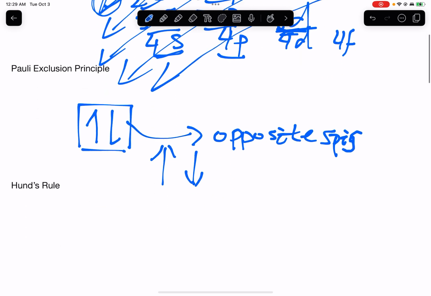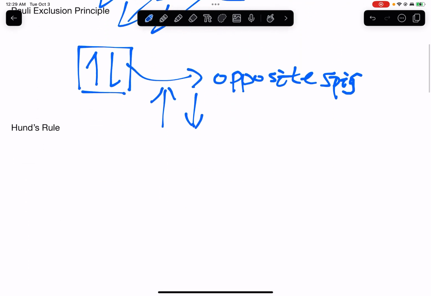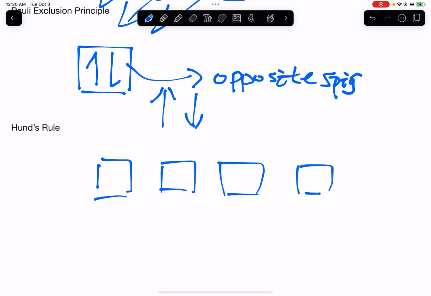Lastly, we have Hund's rules, which basically say electrons fill their subshells singly before forming any new pairs, and each electron in a singly occupied orbital has the same spin. So let's take a look at the first two examples that we have.